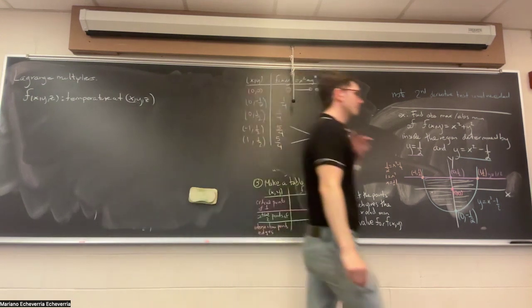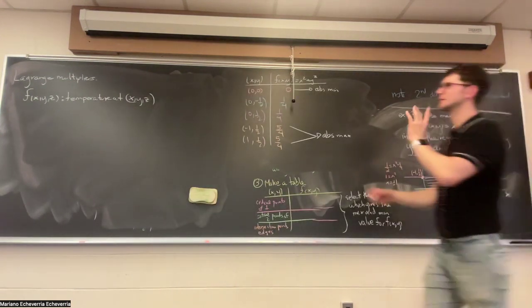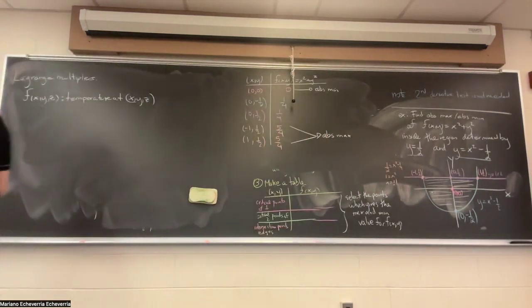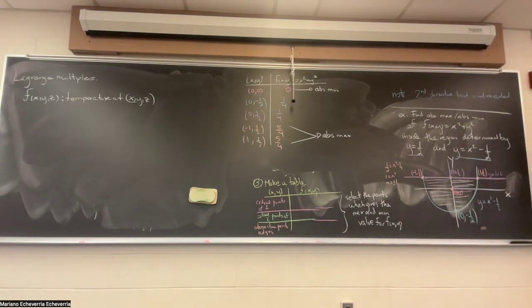So this function is giving you the temperature at any point in space. It's a bit of an exaggeration, but think about it kind of like the temperature for any point in the universe. So that would be f of x, y, z.